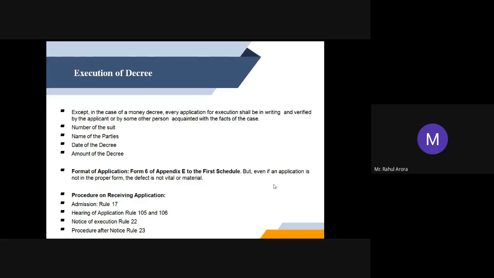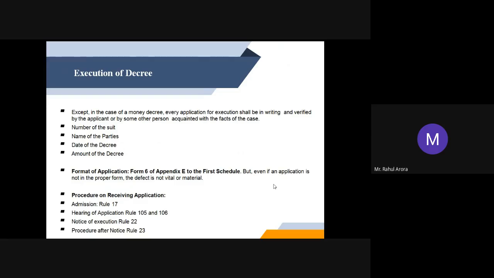Now the question arises: is there any format for filing an execution application? To this, the answer is yes. There is a form, and that form is Form number 6, which is given under Appendix E to the First Schedule of the Code of Civil Procedure.